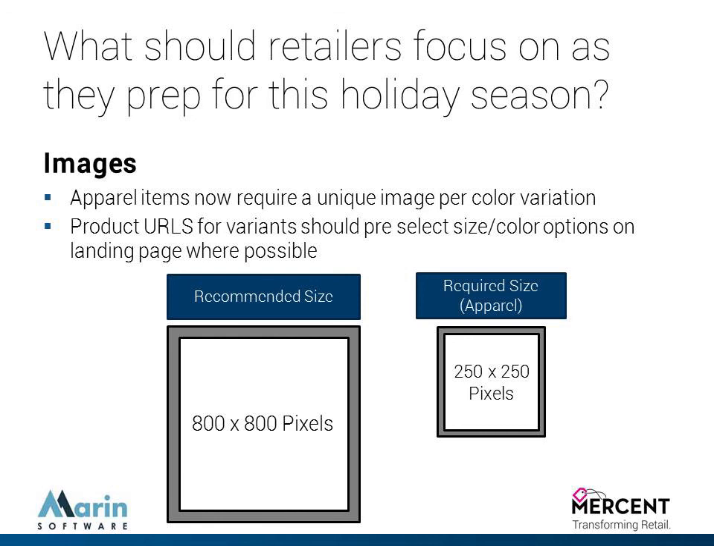Next, it's important to note that Google has now recommended sizes as well as a required size for the apparel category. The recommended size for images is now 800 by 800 pixels. At Mercent, we recommend all of our clients to evaluate their image size as well as the image size of new products added to their catalog. Make sure that you're including images of a high quality and that are of a size that Google is recommending or requiring. Within the apparel category, the required image size is now 250 by 250. If your images are smaller than this size, Google again can reject your product before going live on Google Shopping.